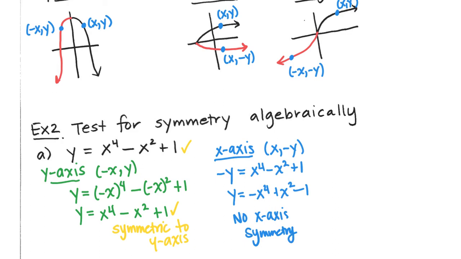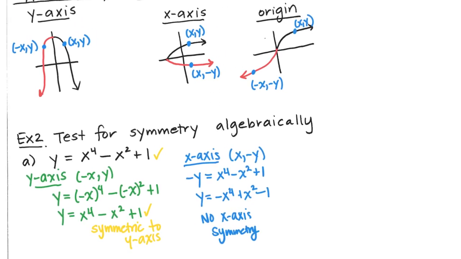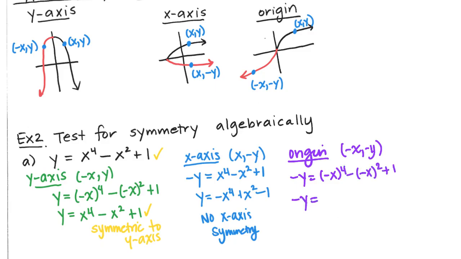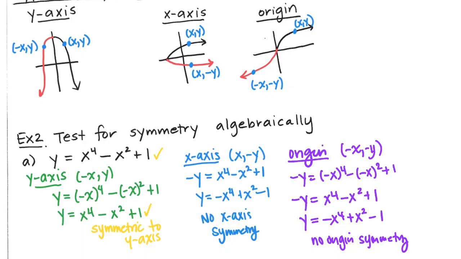Okay, and then the last type of symmetry I'm going to check for is the origin symmetry. Which means I'm going to check that if I plug in negative x and negative y, can I turn it back to the equation with positive x and positive y? I'm going to go ahead and divide the negative over so I can isolate the y. And we can see again that I can't convert this to the original equation, so there's no origin symmetry in this case either. So the only symmetry that I see for this particular function is that it is symmetric to the y-axis.